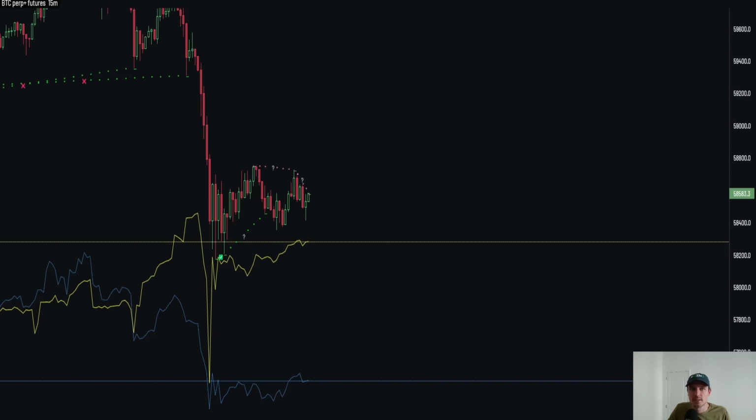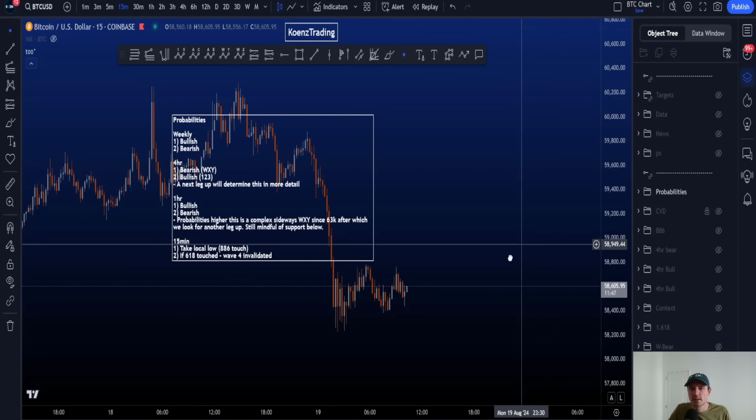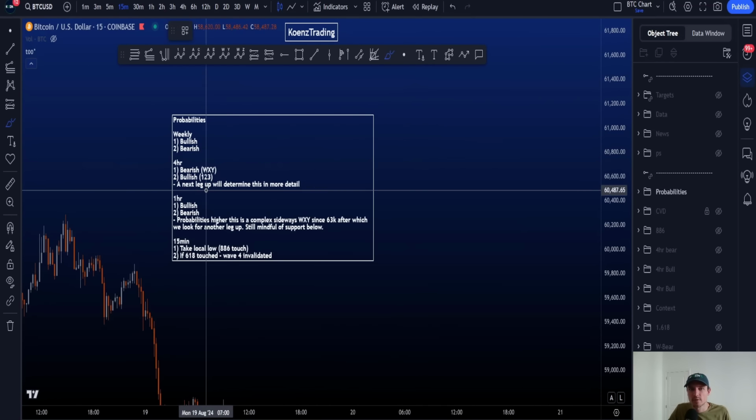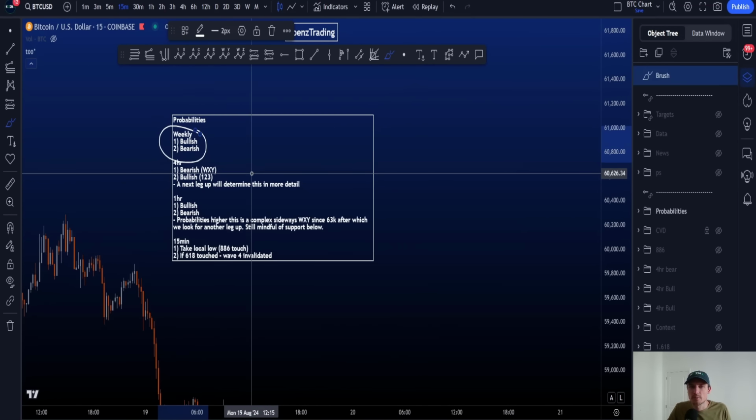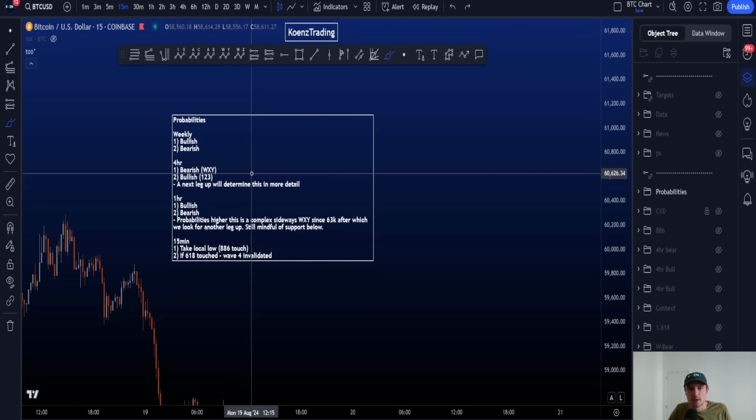If we then finally look at the probabilities of the different scenarios, then on the weekly time frame, higher probabilities for the bullish scenario, wave 4 and 5, compared to the bearish scenario.